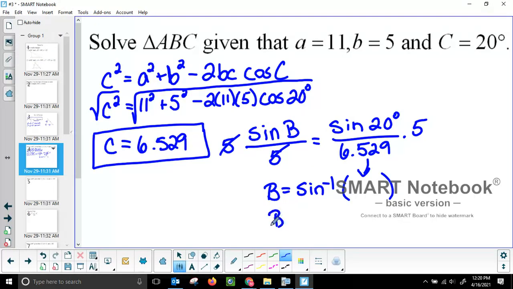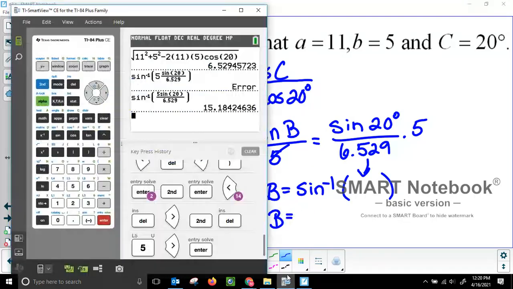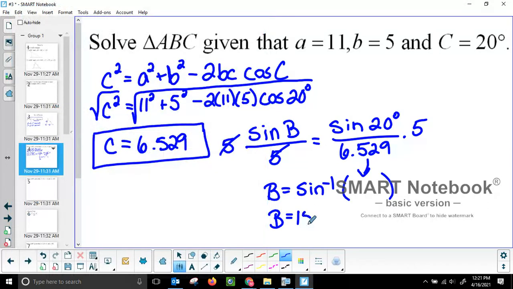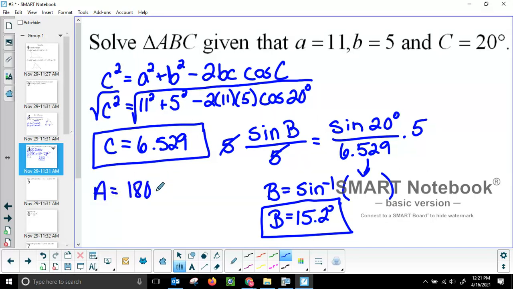So here, angle B is going to be 15.2 degrees. Remember, angles, we can round to 1 decimal place. Sides, we round to 3. Now that we have two of our angles, we can find the third easily enough. 20 and 15.2 is 35.2. So angle A is going to equal 180 minus 35.2 degrees, and that is going to be 144.8 degrees.